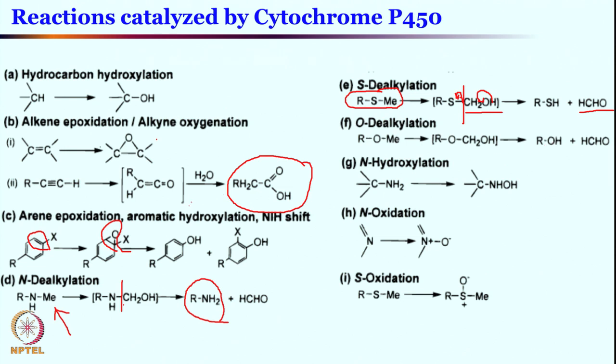Similar to S-dealkylation and N-dealkylation reactions, one can think of doing O-dealkylation reaction. For example, if you have anisole, you can get phenol.